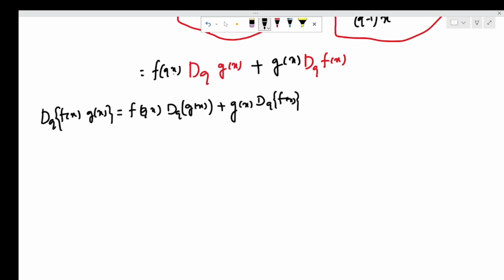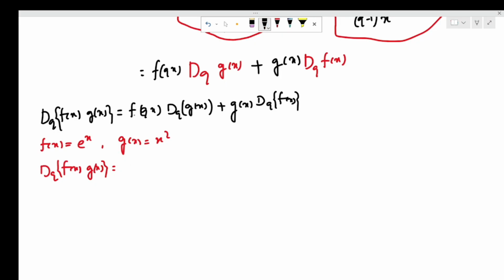Now we will take one example. Here we will take f(x) as e to the power x and g(x) as x square. Then what will be D_q of f(x)g(x)? This we need to find out.